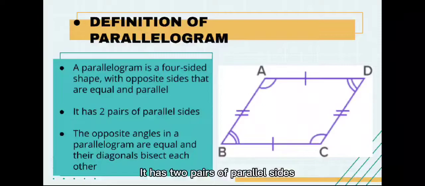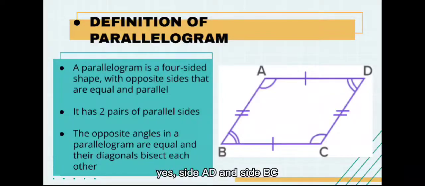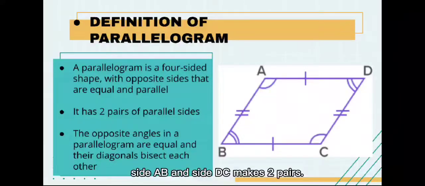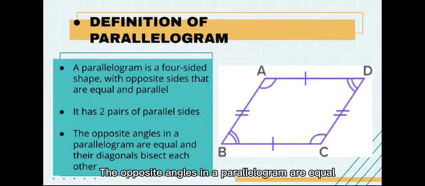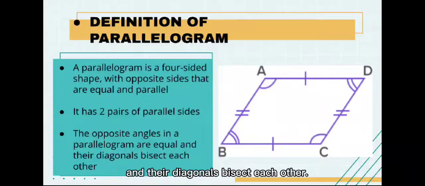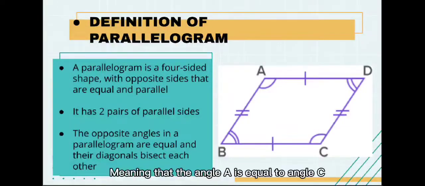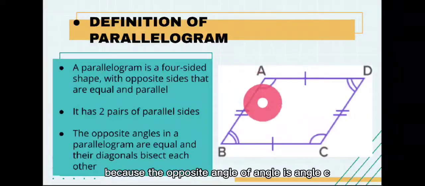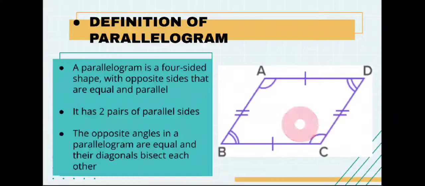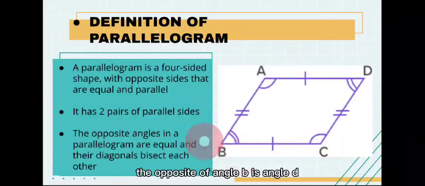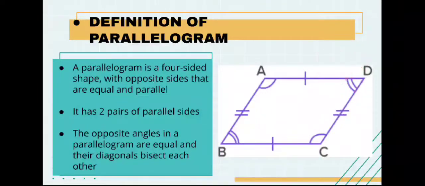It has two pairs of parallel sides. Yes, side AD and side BC make one pair. Side AB and side DC make two pairs. The opposite angles in a parallelogram are equal and thereby diagonals bisect each other, meaning that angle A is equal to angle C because the opposite angle of angle A is angle C. The opposite of angle B is angle D.